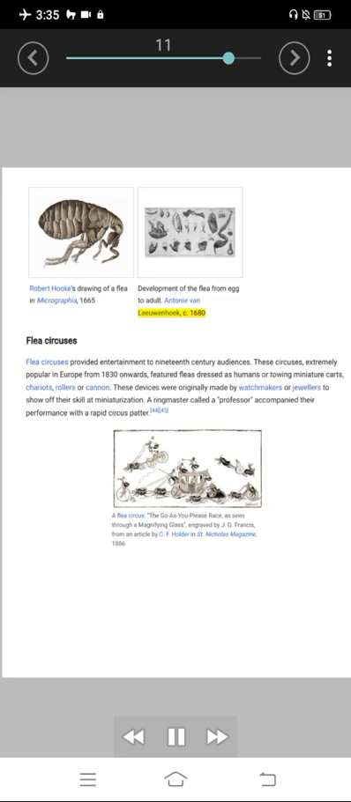Flea circuses. Flea circuses provided entertainment to 19th century audiences. These circuses, extremely popular in Europe from 1830 onwards, featured fleas dressed as humans or towing miniature carts, chariots, rollers or cannon. These devices were originally made by watchmakers or jewelers to show off their skill at miniaturization. A ringmaster called a professor accompanied their performance with a rapid circus patter. A flea circus, the Go As You Please race, as seen through a magnifying glass, engraved by J. G. Francis, from an article by C. F. Holder in St. Nicholas Magazine, 1886.